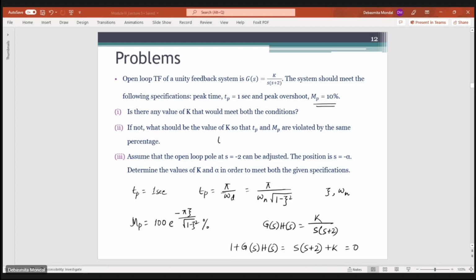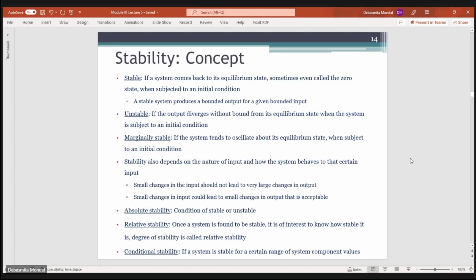So then you can assume, let's say, TP will be equal to 1 into 1 plus x. So let's say that it is getting changed by x percentage, and similarly MP dashed will be equal to MP into 1 plus x. Once you have this, you do the same kind of calculations again, and find out the values of k and x. So you try to solve this problem at home, and in case you find any difficulty, we'll discuss this in tomorrow's class. Now we'll move on to the concept of stability.